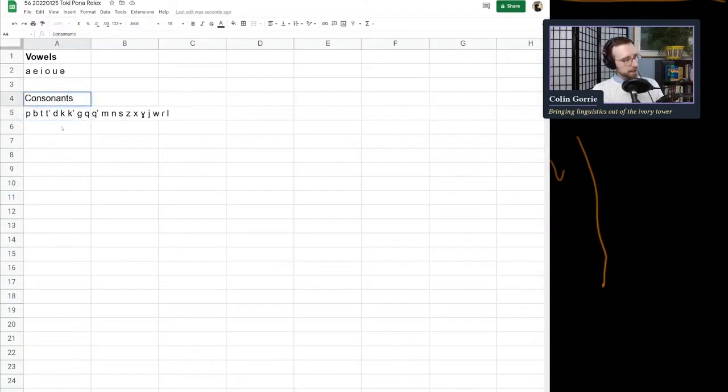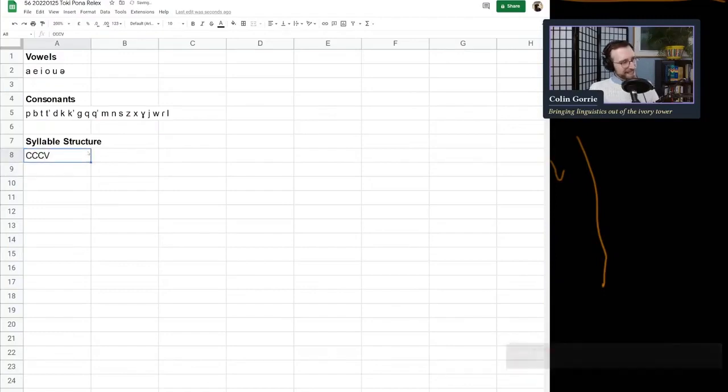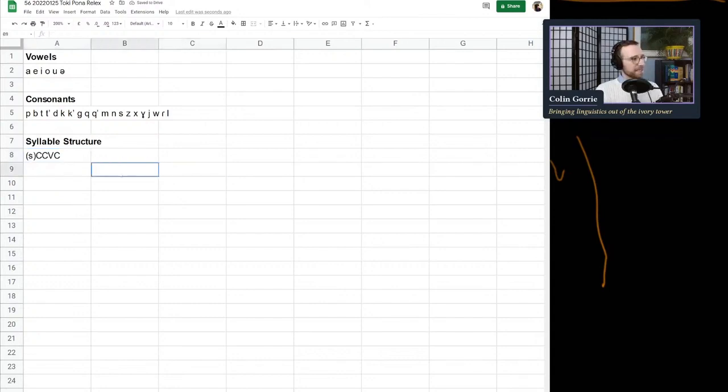So consonants. And okay, if we say we have this for now, let's come up with a syllable structure. We can always come back and change this. We have a syllable structure that's something like something relatively scary. I don't know if this is reasonable. Maybe this. Or maybe only S can go here. This could be fun.